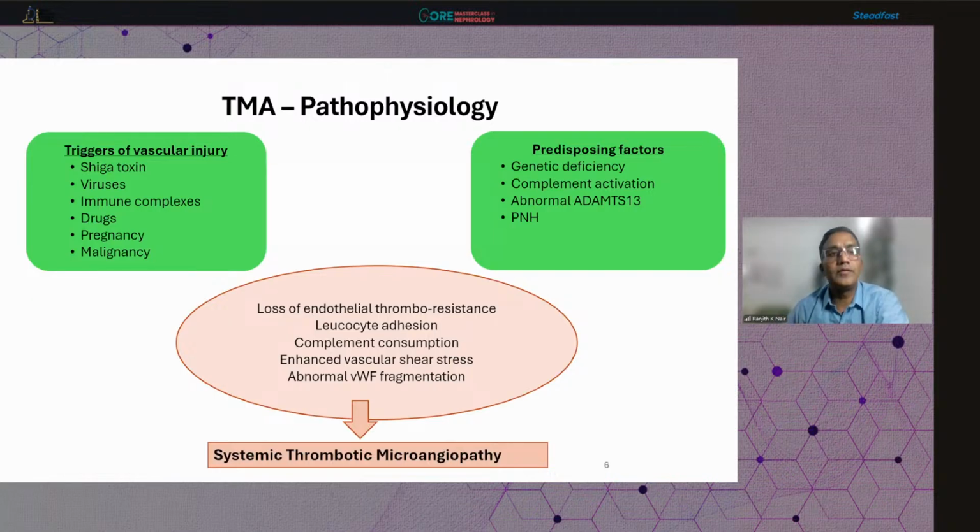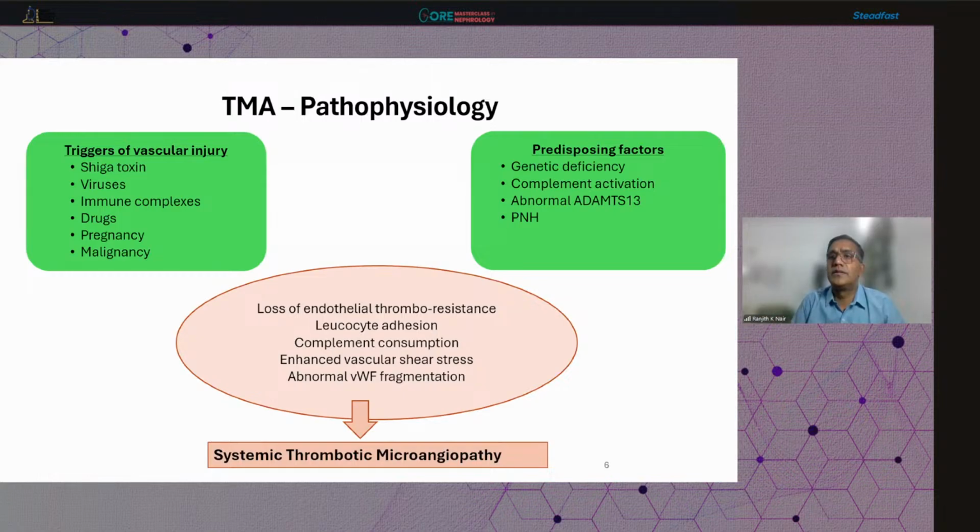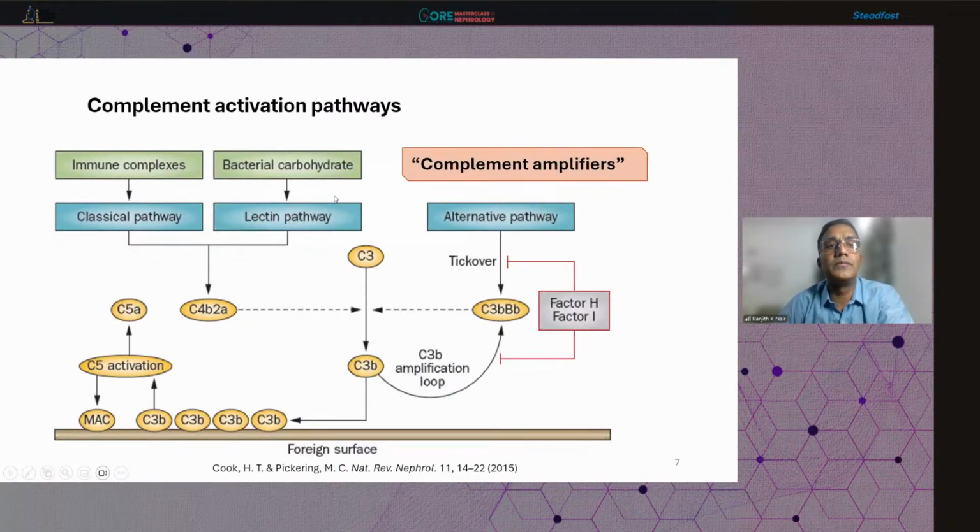As far as when you look at the pathophysiology of TMA, the triggers of vascular injury, as we have already discussed, could be infections, it could be immune complexes, drugs, pregnancy, and malignancy. There are predisposing factors like genetic deficiencies, complement activation, abnormal ADAMTS13, inadequate ADAMTS13, and of course, paroxysmal nocturnal hemoglobinuria. It leads to loss of the endothelial thromboresistance, leukocyte adhesion, complement consumption. This leads to enhanced vascular shear stress and abnormal von Willebrand factor fragmentation, which ultimately leads to systemic thrombotic microangiopathy, which is what leads to the clinical signs and symptoms.